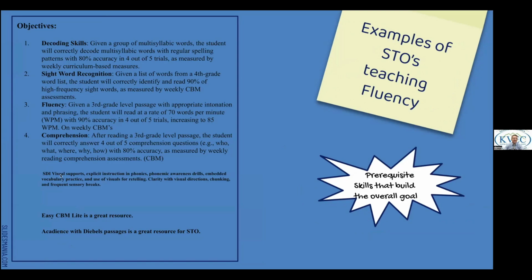Now, I listed some SDI: visual supports, explicit instruction in phonics, phonemic awareness drills, embedded vocabulary practice, and the use of visuals for retelling. Those are all specially designed instruction strategies that we can use to support some of these short-term objectives and some of these goals that we're working on. And I also listed Easy CBM Lite as a great resource if you're looking for passages, if you're looking for 1-minute passages to impact your work within the reading comprehension, the reading fluency. There's certainly many there. But Easy CBM Lite is a great resource for teachers.